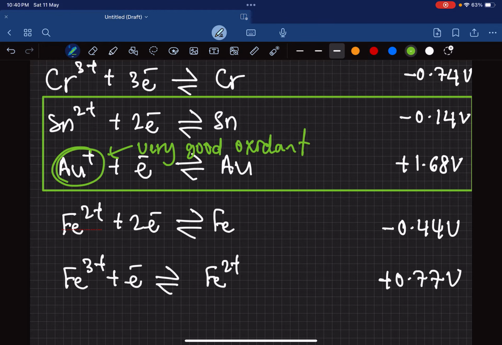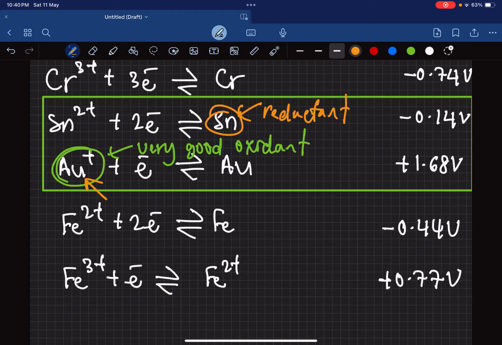Okay, so if there is a reaction between tin and aurum ion, aurum will be the oxidant. He will volunteer to pick the electron up. So it's him who's going to pick the electrons up. And in the other reaction, tin is the reductant. This is the guy who is going to be losing electrons.